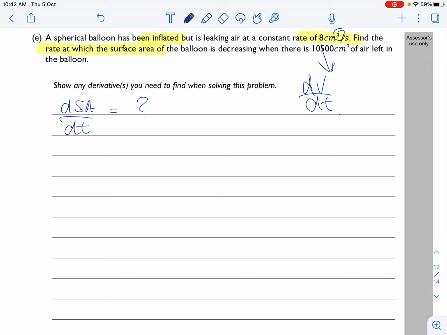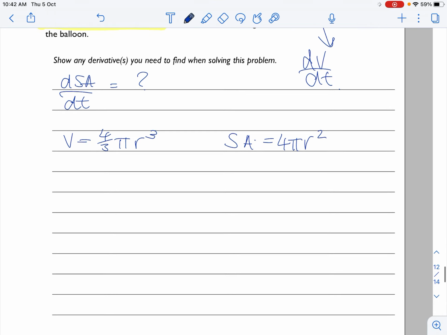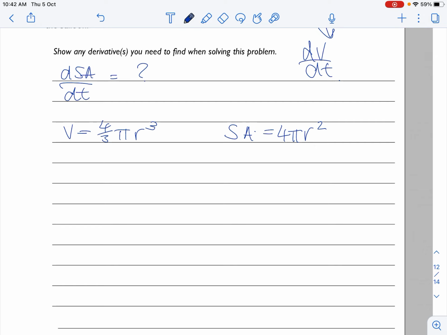Okay, so we need a few things. We need a formula for the volume. So the formula for the volume is 4/3 pi r cubed from your formula sheet. We also need, because we're looking at surface area, the formula for surface area, which is 4 pi r squared. Okay, now we can differentiate both of these, not with respect to t, but we can with respect to r. So let's go dV by dr.